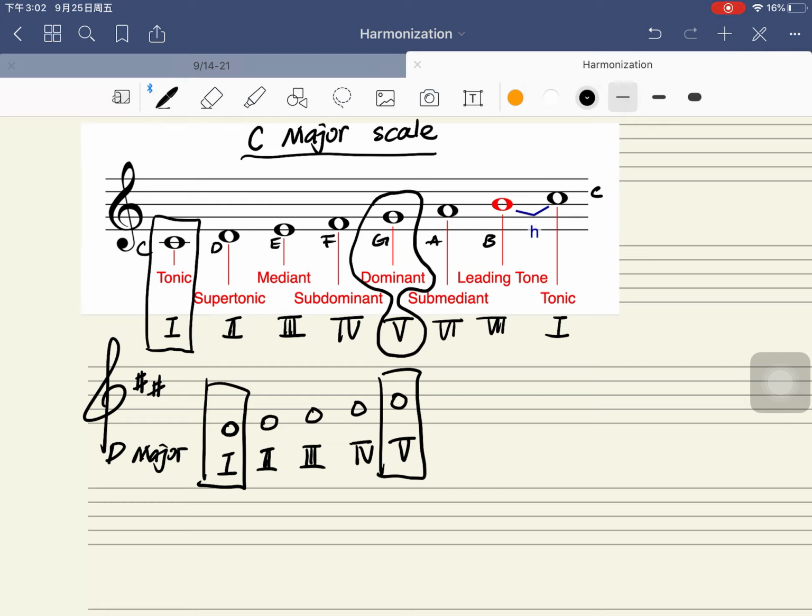In the C major, we have C as the tonic, G as the dominant, and they are fifths, right? The interval is a fifth. So right here we have D in D major, and A is the dominant note in D major. So D to A, they are fifths. So that's the relationship between the tonic and dominant.